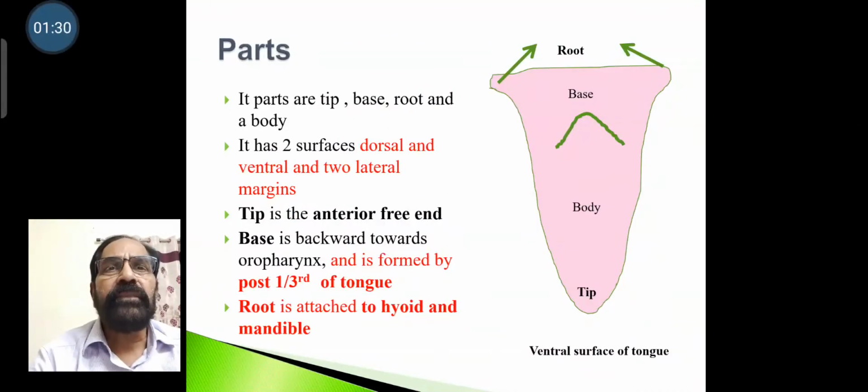Parts. Its parts are tip, base, root and a body. It has two surfaces, dorsal surface and ventral surface, and two lateral margins. In the picture you can see the tip is the anterior free end. Base is backwards towards the oropharynx and is formed by posterior 1/3 of the tongue. This you can see in the picture. Root is attached to hyoid and mandible.